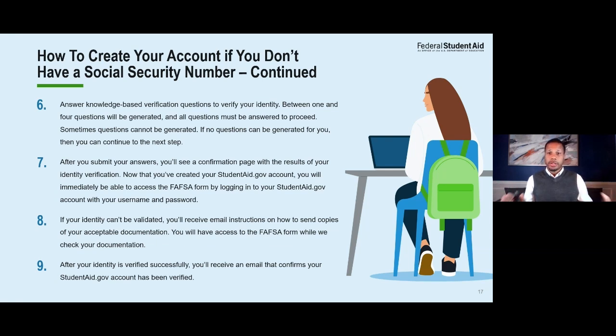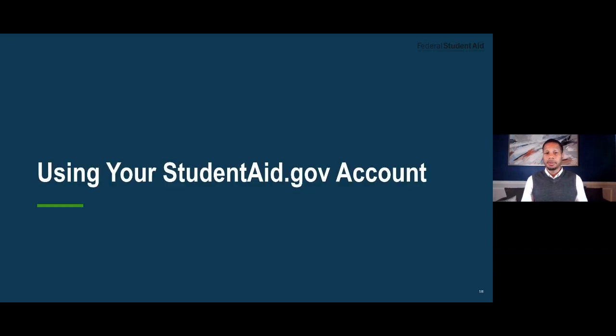So I know there's a gap in there where an individual may say, hey, what if I'm in the process of creating a StudentAid.gov account, I get all the way through it, and it says that I have to have my identity verified? Can I still complete the FAFSA form in between that time? Well, while your identity is being verified with us, you can still access the FAFSA form itself and begin to complete your required sections. So keep that in mind.